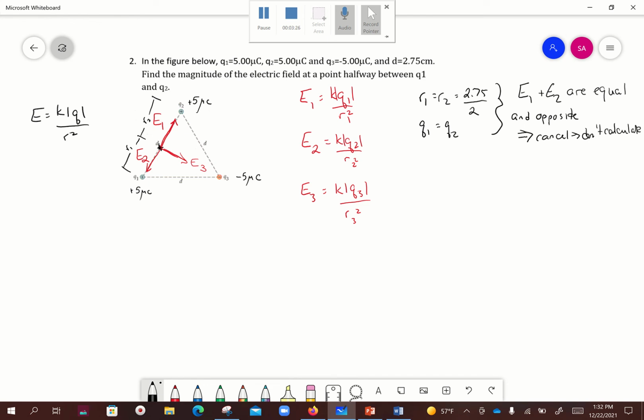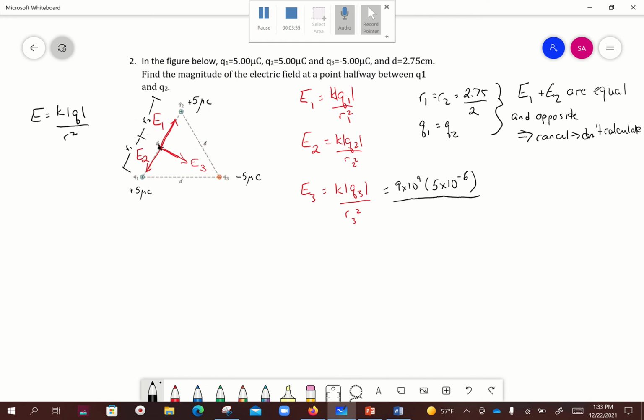All right, how about E3? Well, E3 doesn't have any vector opposite to it to cancel it, so we're going to have to do the calculation. So let's plug in our numbers. k is 9 times 10 to the 9. Q3 is negative 5 microcoulombs, and remember I'm taking the magnitude, so I'm going to throw away the minus sign. And micro is 10 to the minus 6, so I'm going to put 5 times 10 to the minus 6.